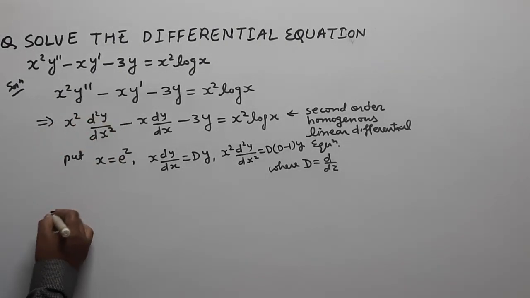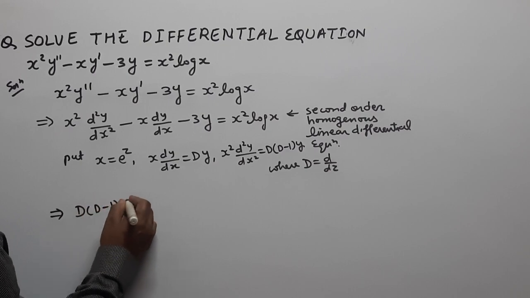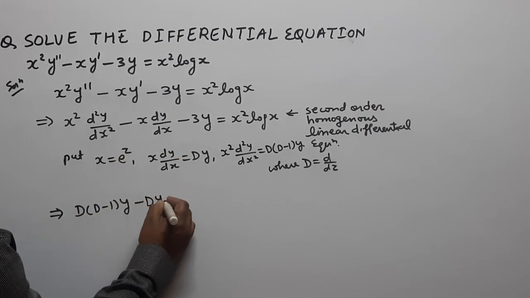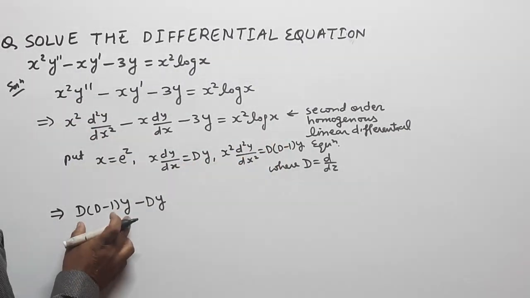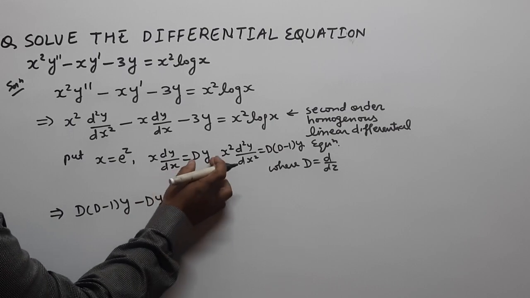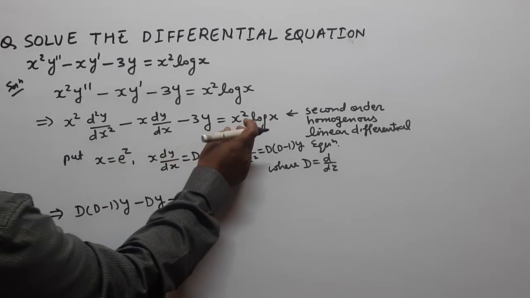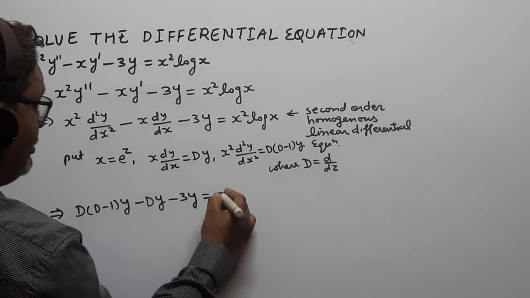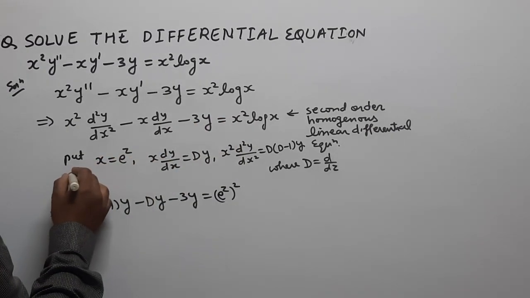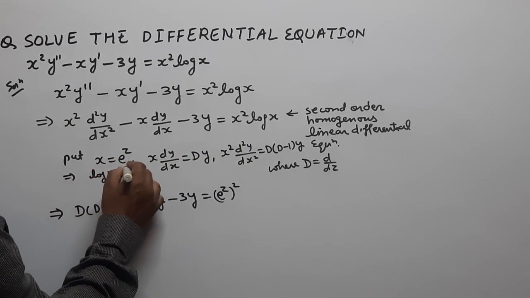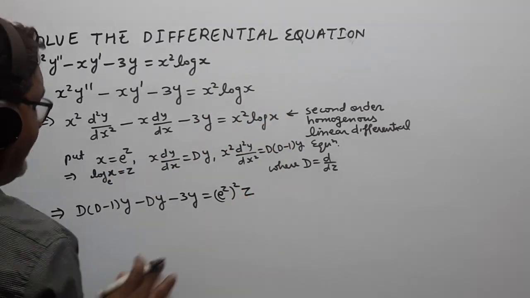Now the above equation can be reduced. In place of x square d2y by dx2 we put D minus 1 y. In place of x dy by dx we put capital Dy, minus 3y is equal to, here in place of x we put e to the power z, this becomes e to the power z square, and when we take log on both sides, log x is equal to z. So in place of log x we put z.